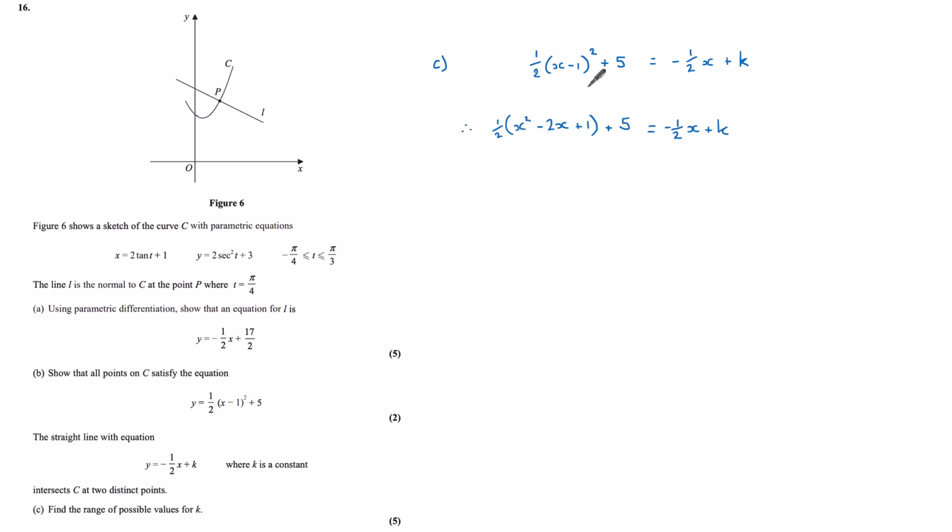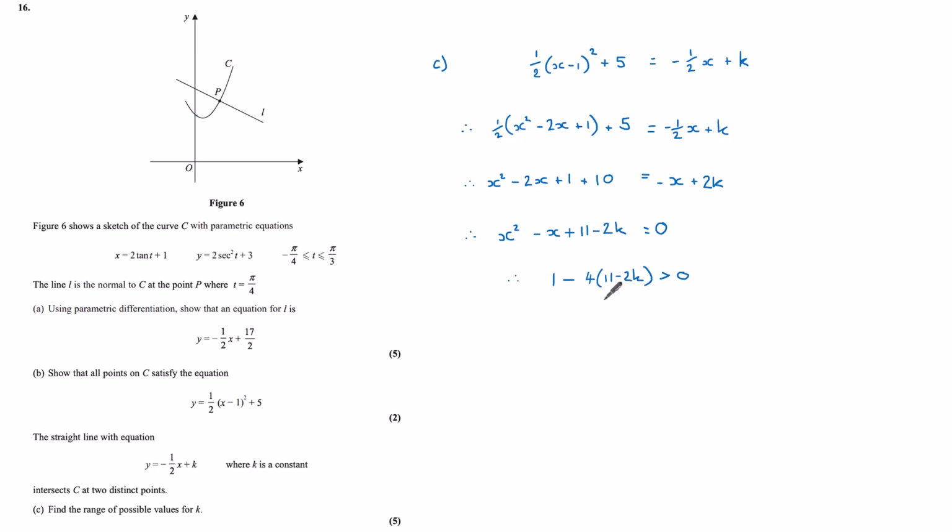Expanding the brackets on the left hand side, we've got a half of x squared minus 2x plus 1 plus 5 is equal to a negative half x plus k. Multiplying everything by 2 gives me my x squared minus 2x plus 1 plus 10 is equal to negative x plus 2k. Now arranging to give me a quadratic here, I've got x squared minus x plus 11 minus 2k is equal to 0. So the discriminant here, b squared, is 1 minus 4ac.